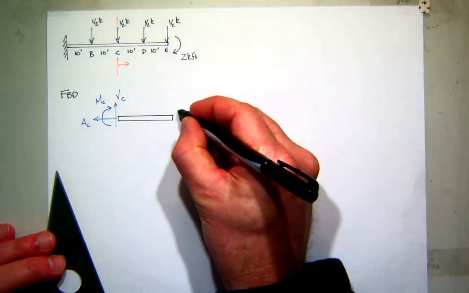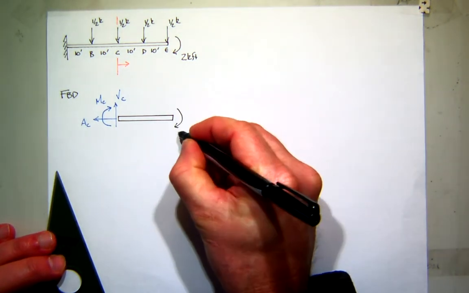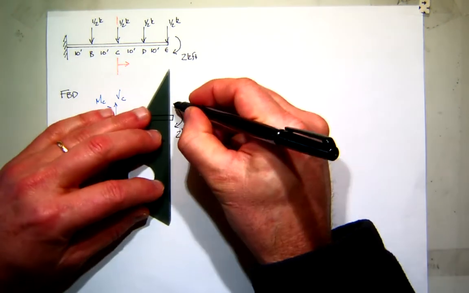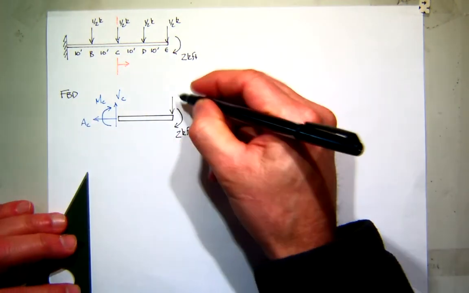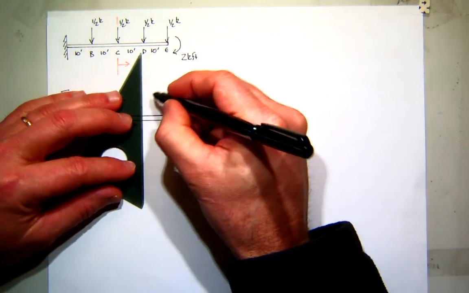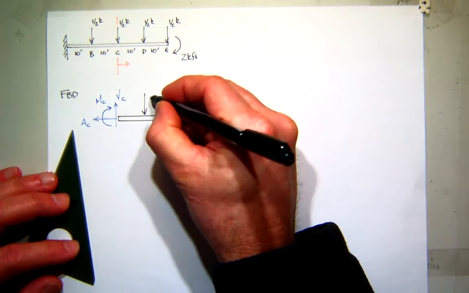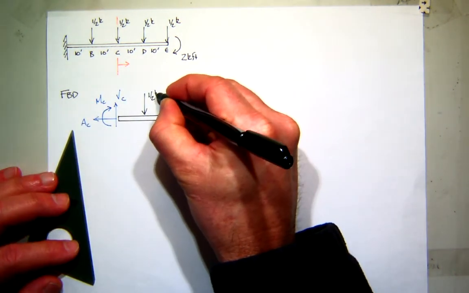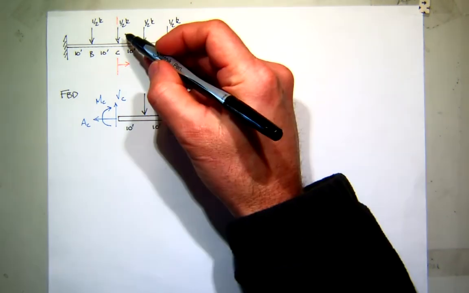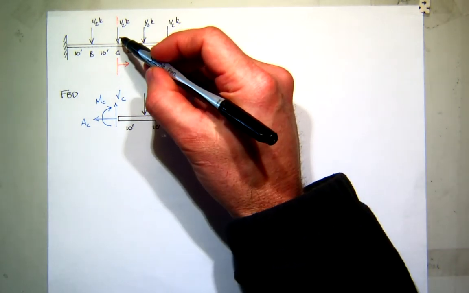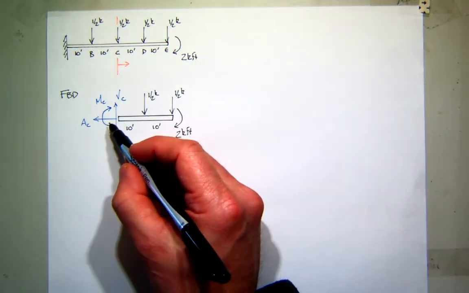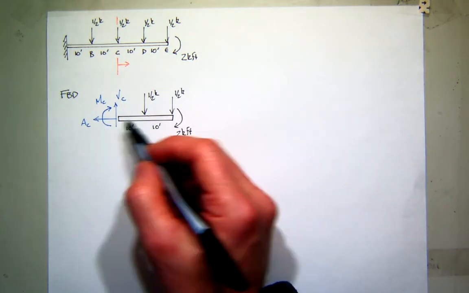Now out here on the free end, I do have a moment. And I've got here at E a half kip force, here at D a half kip force, and I'll put the dimensions in. And now I've got this force at C. Now, do I include it on this body or not?